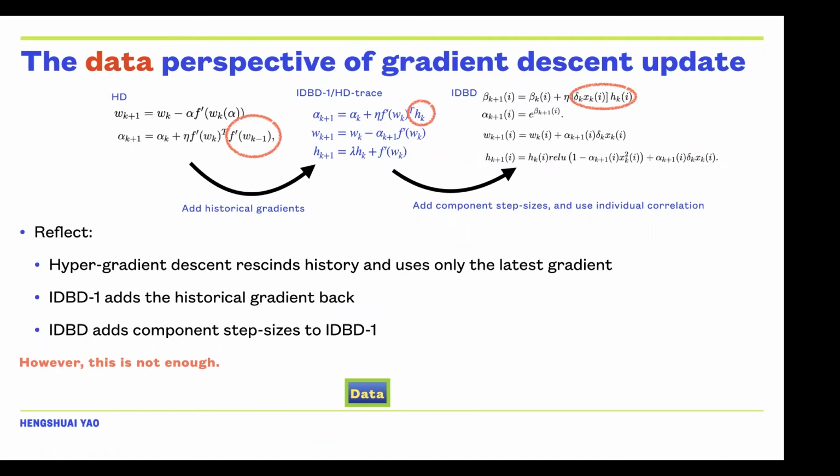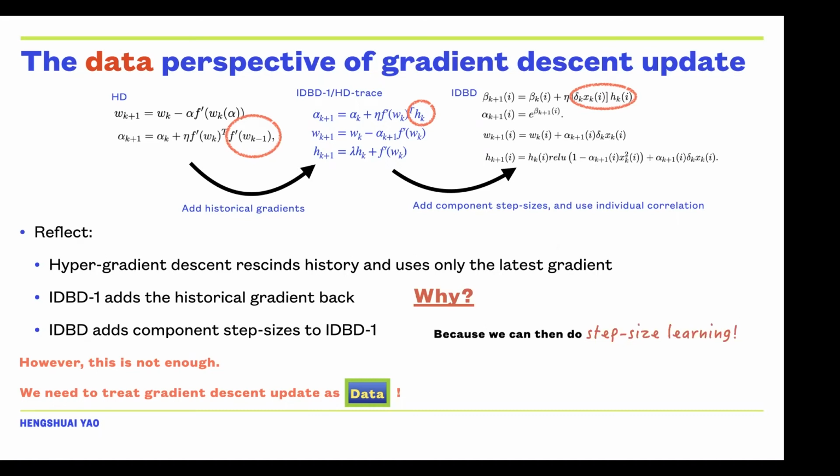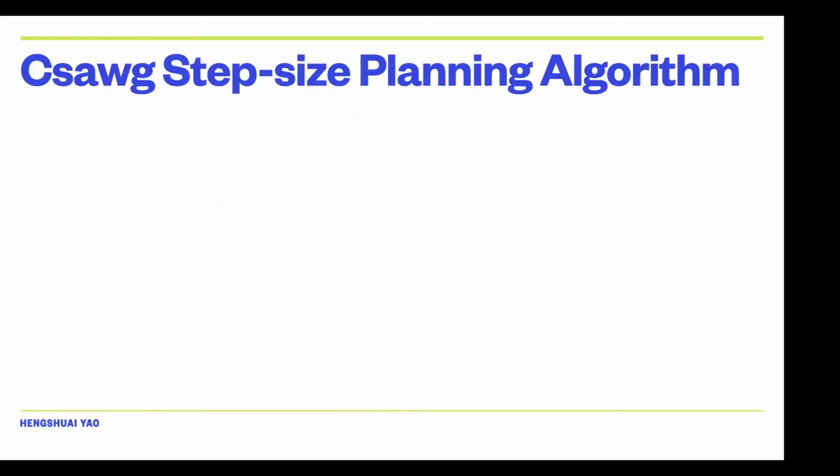It will only be enough if we treat gradient descent as a process of generating data. Why? Because if we treat the updates as data, then we can do step-size learning. We can do step-size planning as well. So this is the data view, or the roller coaster view, for gradient descent that makes the learning of the diagonal step size possible. This planning algorithm is called Chug.